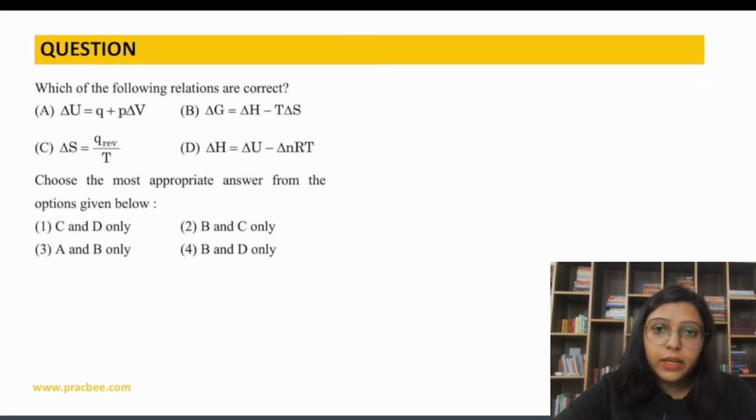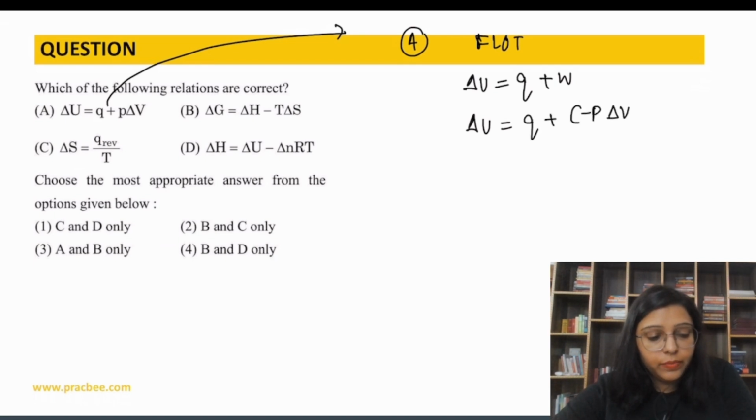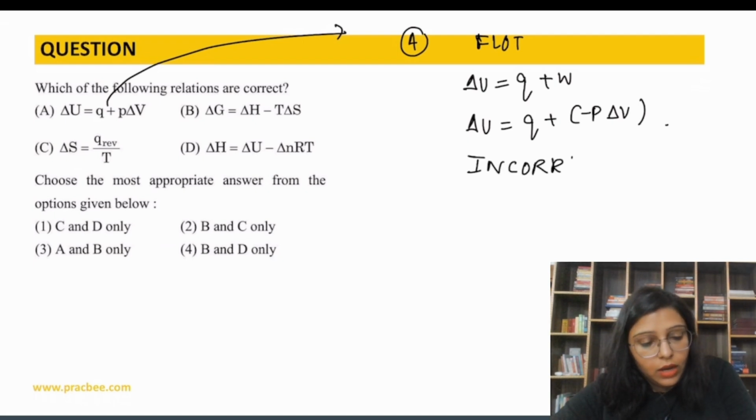Which of the following relations are correct? The first relation is based on the first law. Change in internal energy is equal to Q plus W, and we have to write W as minus P delta V, right? So A is going to be incorrect. Okay. Now let's check option B.